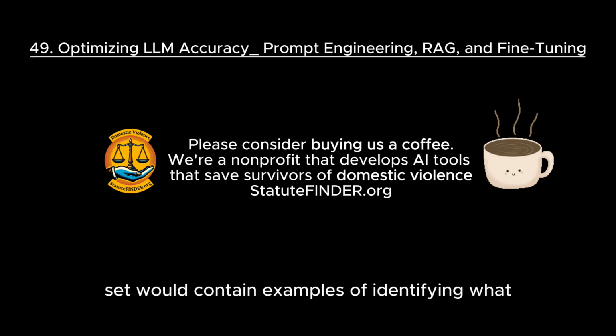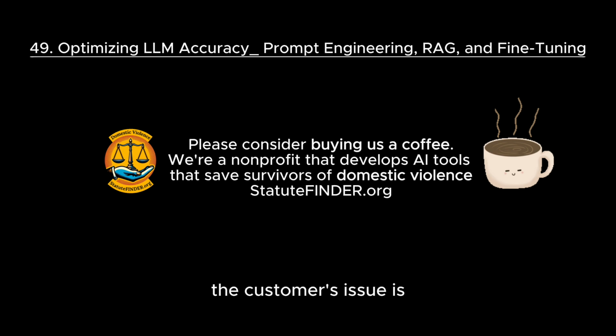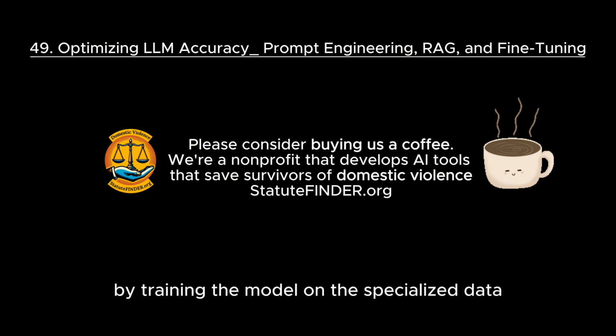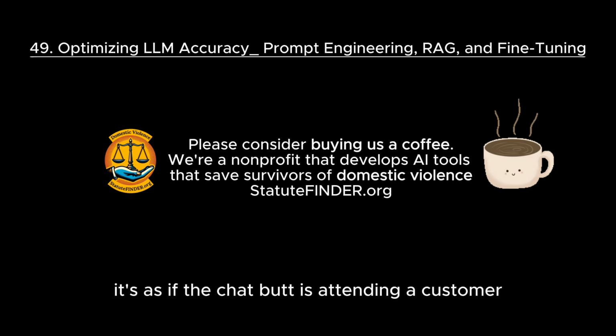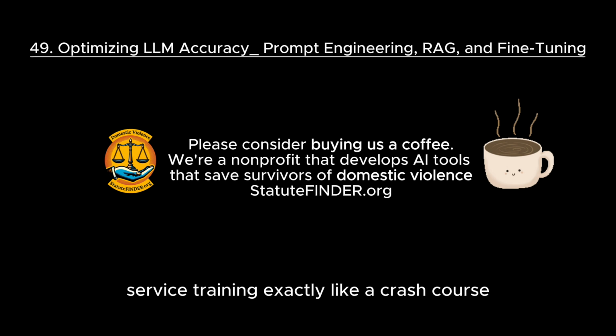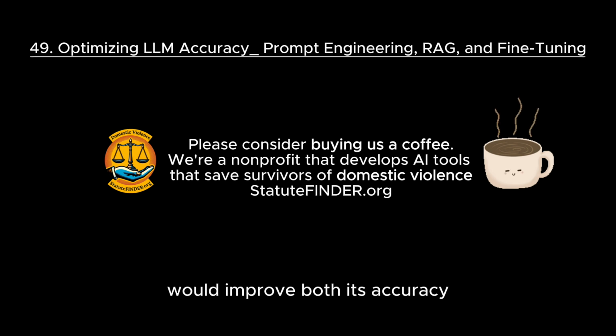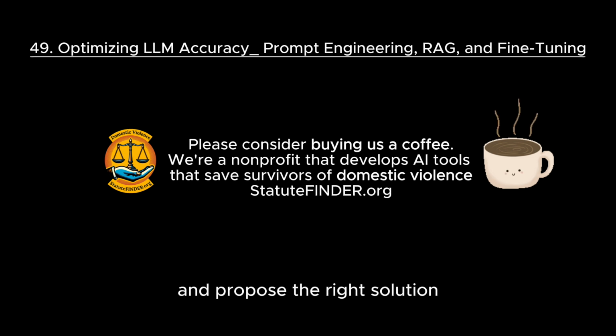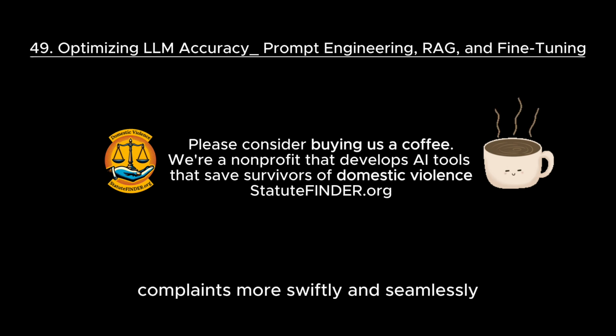So this data set would contain examples of identifying what the customer's issue is, empathizing with their frustration, offering solutions, and then ultimately resolving the complaint. By training the model on the specialized data, we essentially teach it the nuances of dealing with complaints in an effective way. It's as if the chatbot is attending a customer service training, like a crash course. Fine-tuning on this specific data would improve both its accuracy, meaning it's more likely to understand the complaint and propose the right solution, but also its efficiency. It can handle those complaints more swiftly and seamlessly.